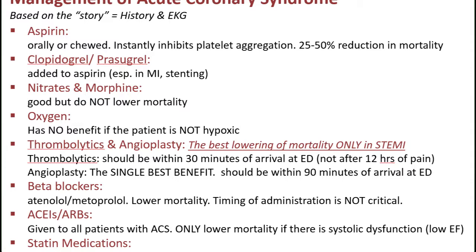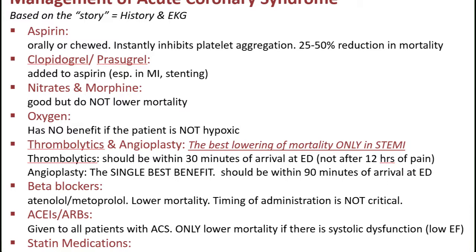Angioplasty, this is the single best benefit. The most important benefit comes from angioplasty. Put a stent or do balloon dilatation of the coronary, or we even do a bypass surgery. And this should be done within 90 minutes of arrival at the emergency department. Beta blockers also lower mortality, but you can give them later. You can use atenolol or metoprolol.